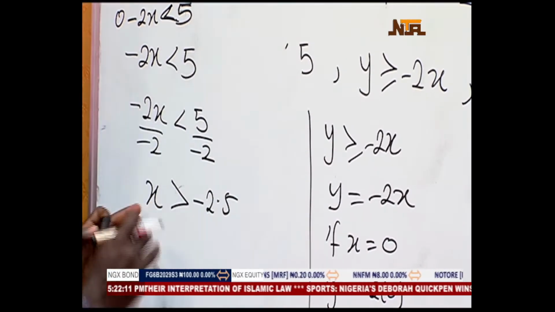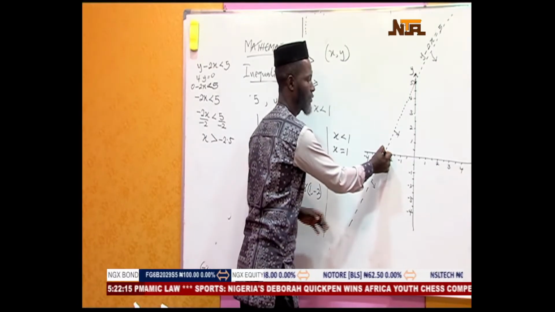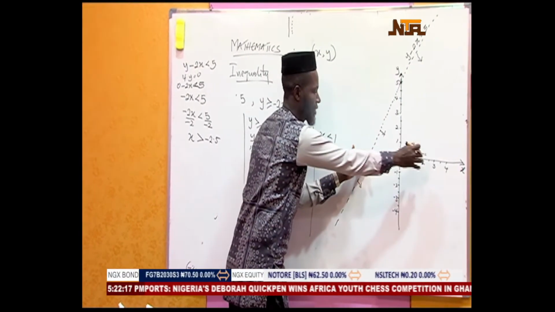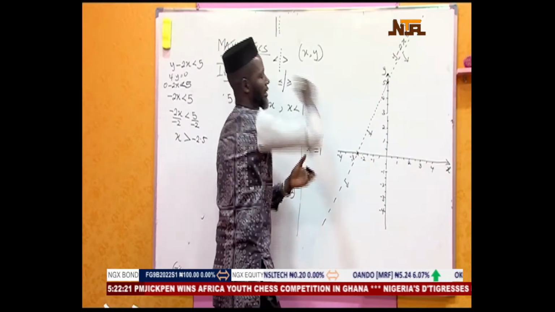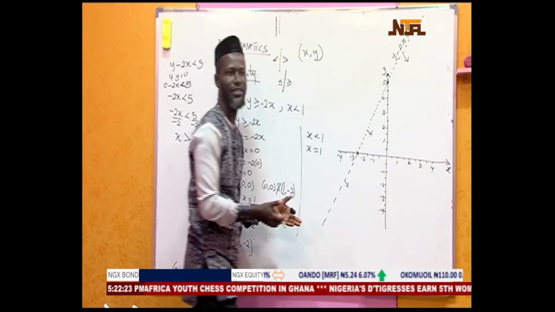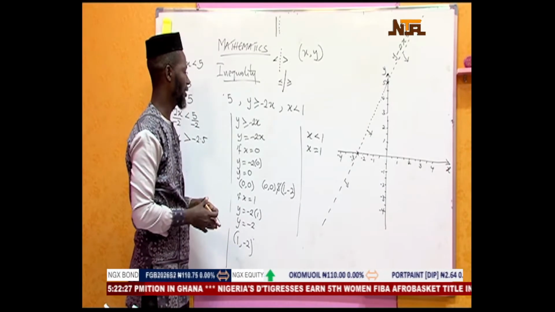That means we go to where x is equal to minus 2.5. This is where x is equal to minus 2.5. Greater than, is it your right side or left side? Greater than is your right side, which is this. So we are still going to have the same thing. Either you use this or you use the other one, we are still going to get the same thing.